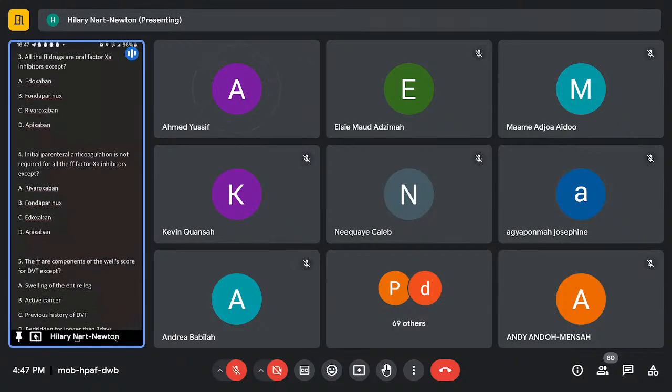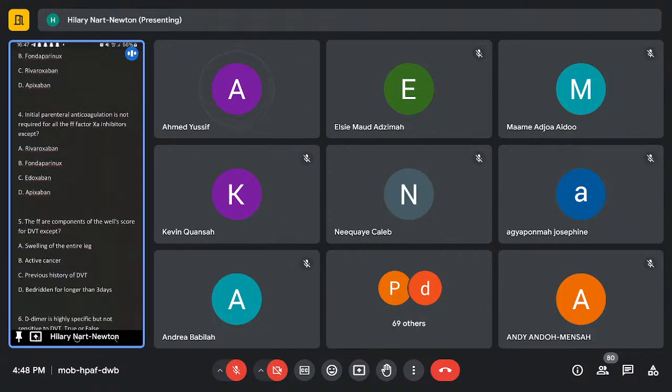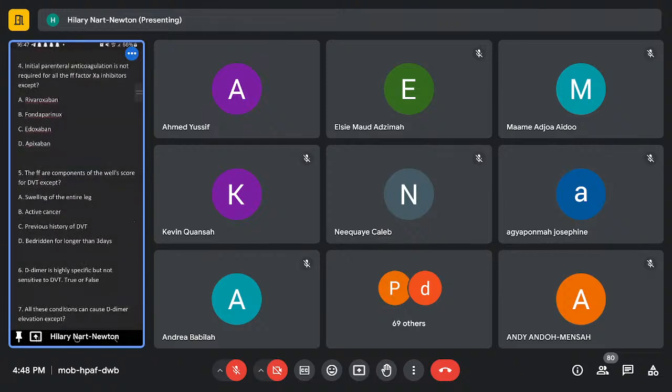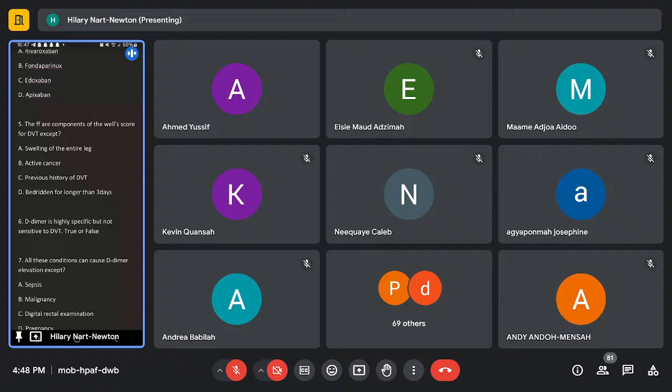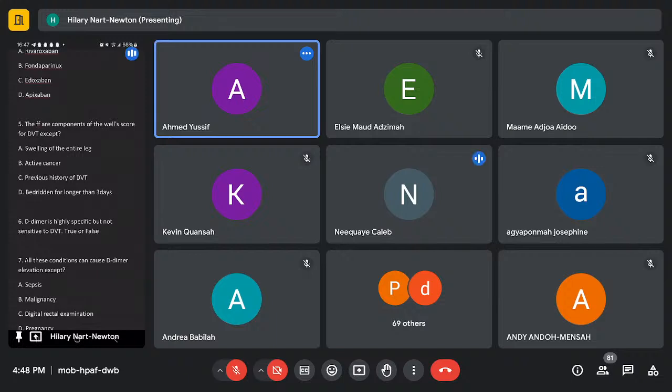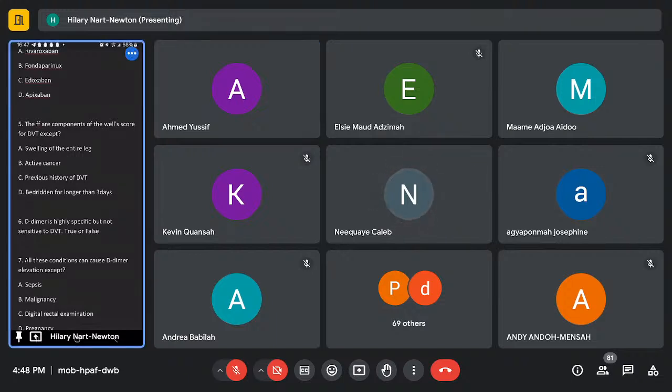Number 5, the following are components of the Wells score for DVT except A. Swelling of the entire leg, B. Active cancer, C. Previous history of DVT, D. Bedridden for longer than 3 days. Swelling of the entire leg. Okay, so what are you going for? Swelling of the entire leg.